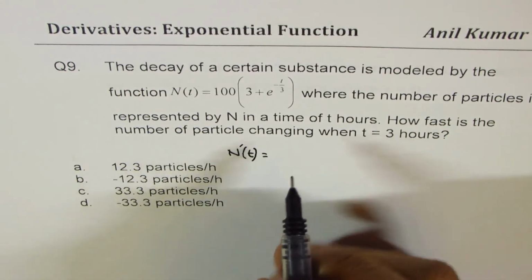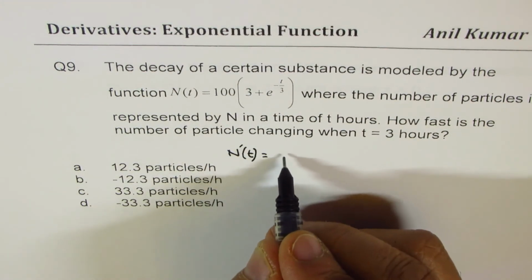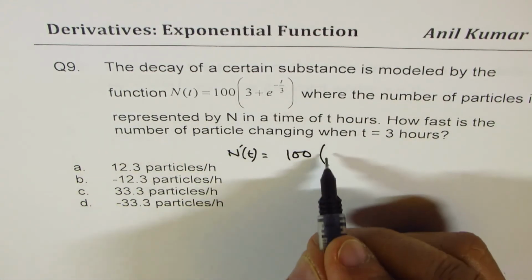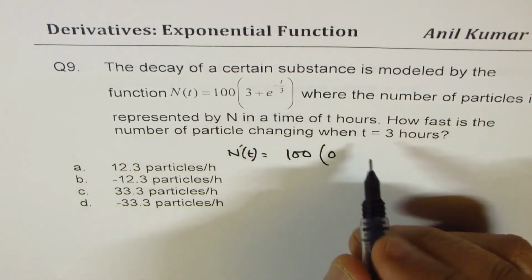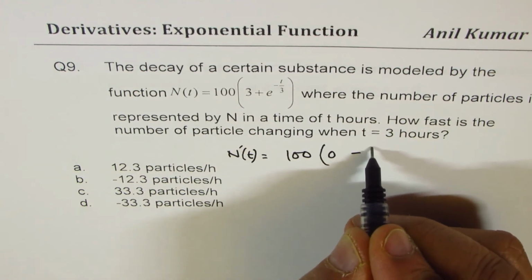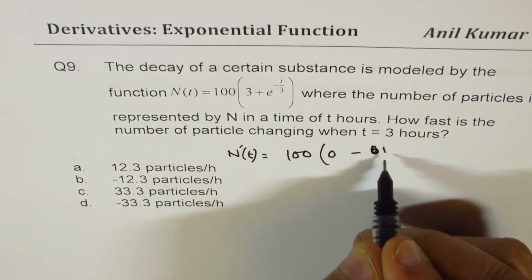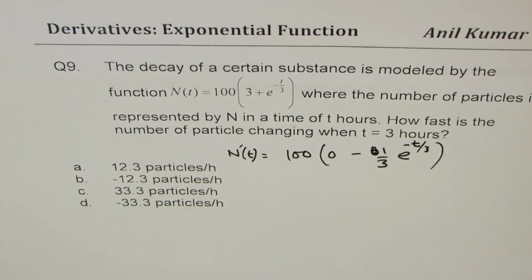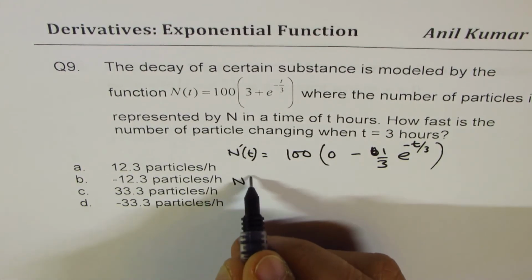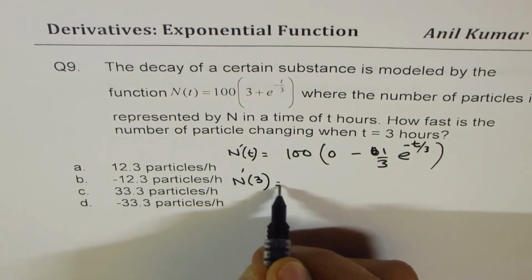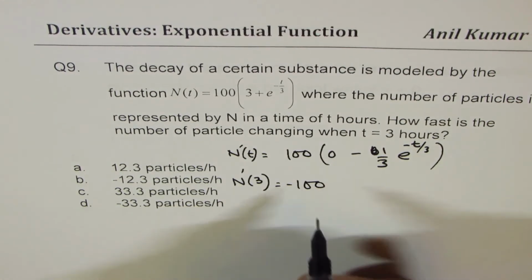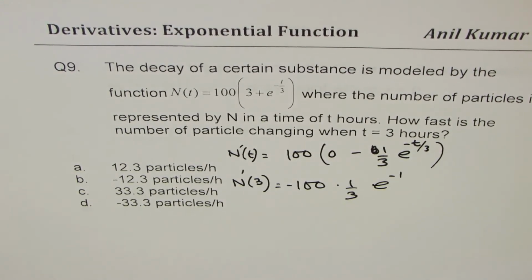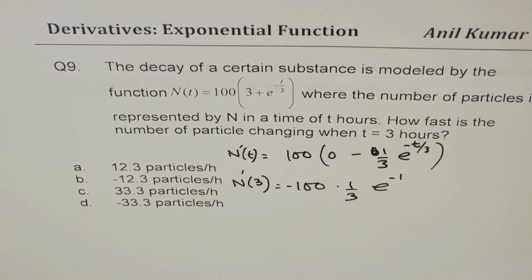So let's first find the derivative. Inside part derivative, it should be 100 times the derivative of 3, which is 0, correct? And the derivative of this function is minus 1 over 3 e to the power of minus t over 3, correct? So that becomes the derivative. Now we have to find the value at t equals 3. So just substitute 3 here. So we get 100 with a negative sign times 1 over 3 e to the power of minus 1, correct? Because t is 3.